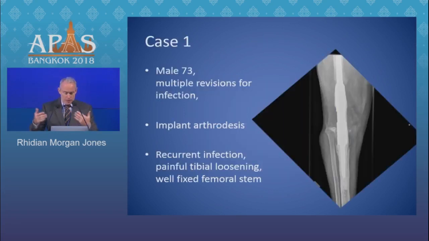So, disastrous case, male, 73, multiple revisions, infection. I've gone for an implant arthrodesis as an avoidance to amputation. The problem with arthrodesis is it works best if you do it early with good bone stock. Once you do an implant arthrodesis over length, then your fixation's at a tremendous stress. And probably the best fixation you can get will be uncemented. In this case, I had an uncemented femoral stem, cemented tibial stem. The tibia loosened, became painful, and the infection came back.